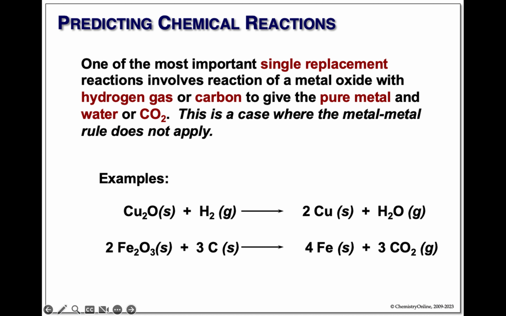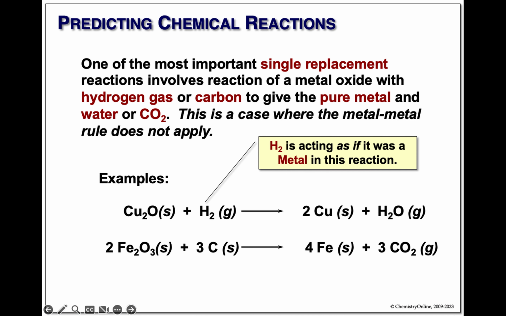Looking at our balance, we have 2 coppers, 1 oxygen, and 2 hydrogens. So the balance is good. This is how they make copper metal industrially. This guy, iron 3 oxide plus carbon. We have 4 irons, 3 carbons, this works. This is how they make iron industrially.